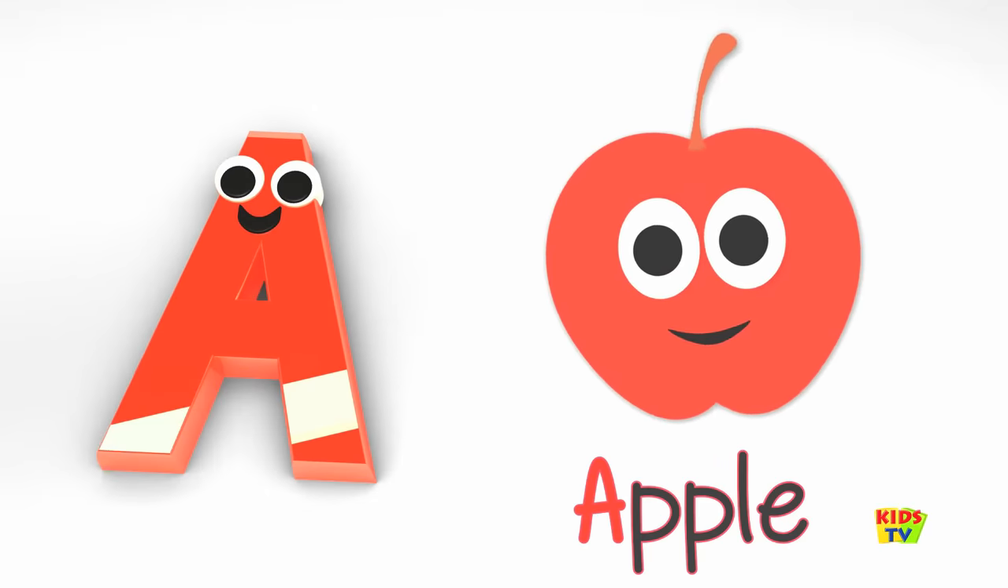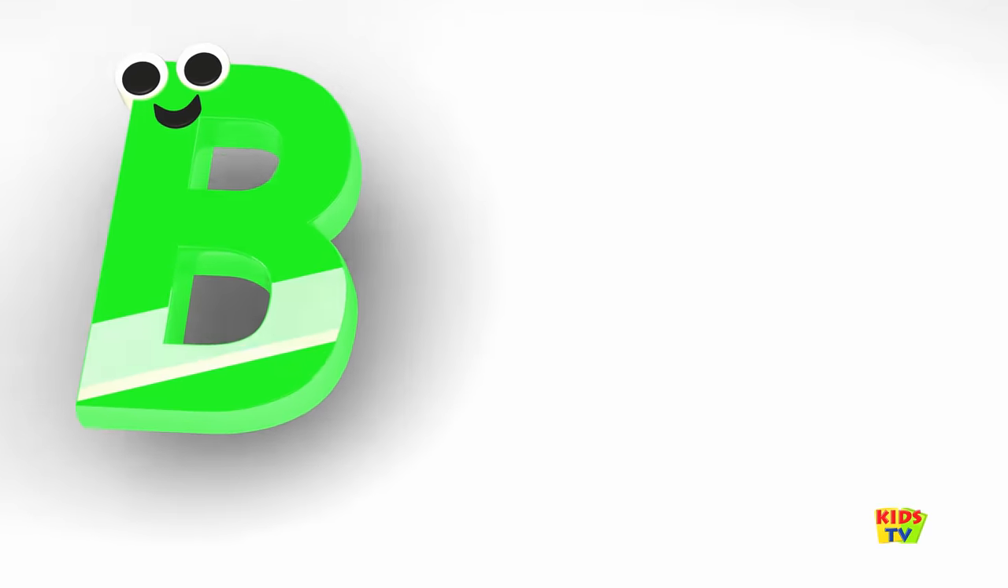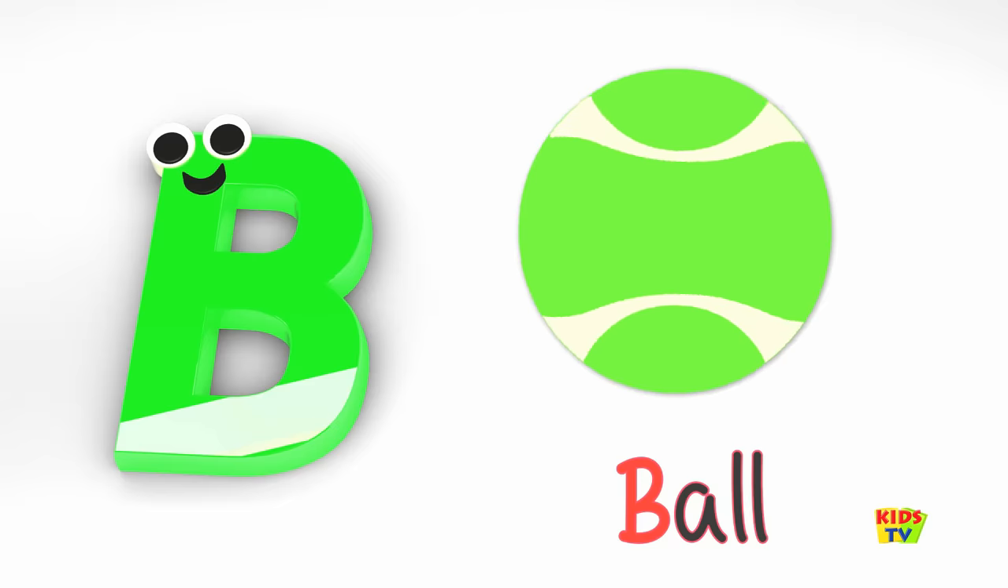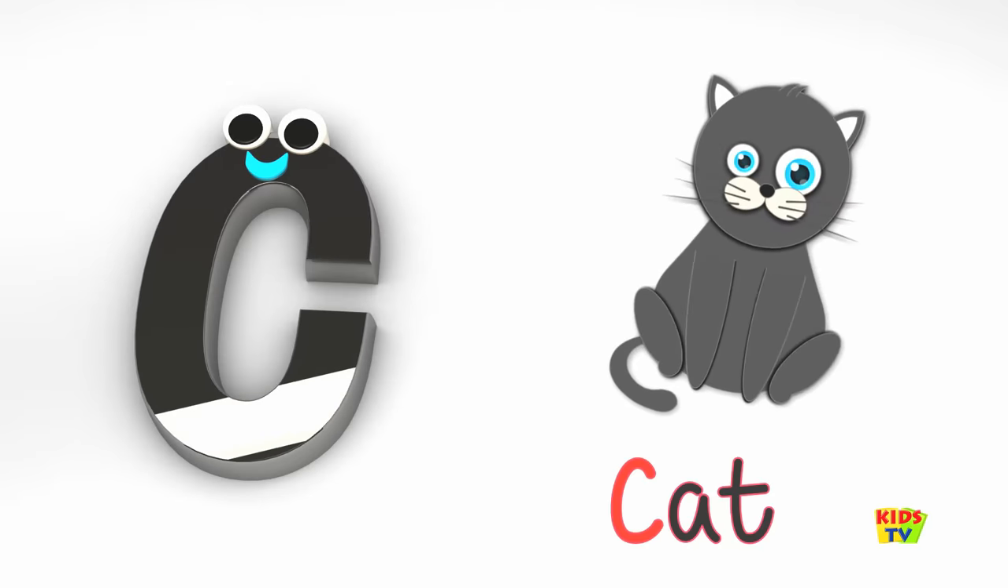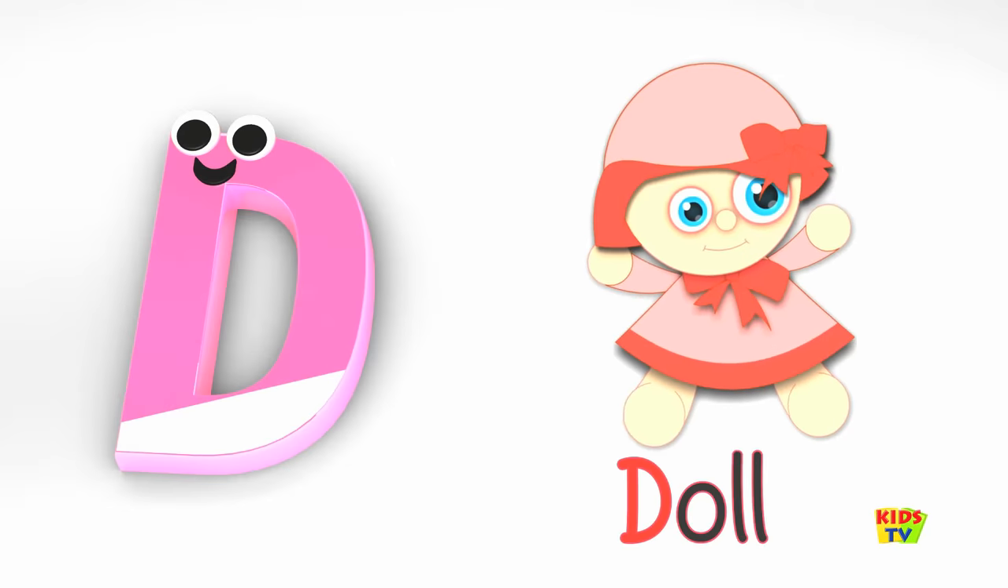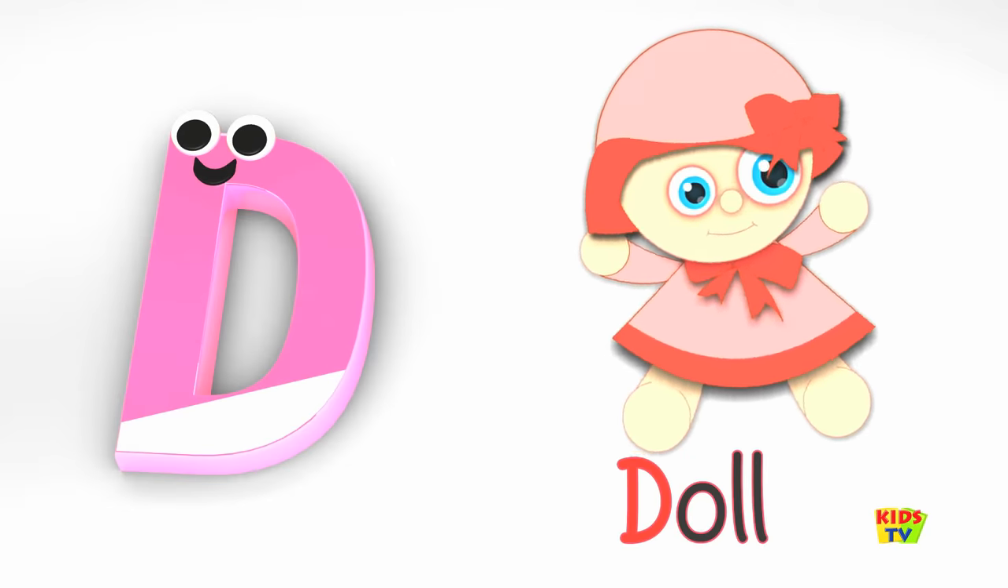A is for apple, a, a, apple. B is for ball, b, b, ball. C is for cat, c, c, cat. D is for doll, d, d, doll.